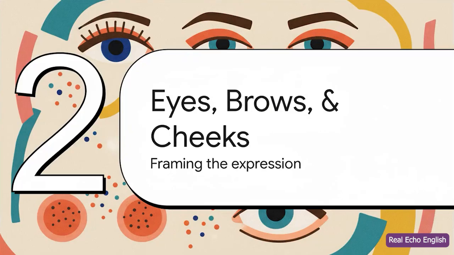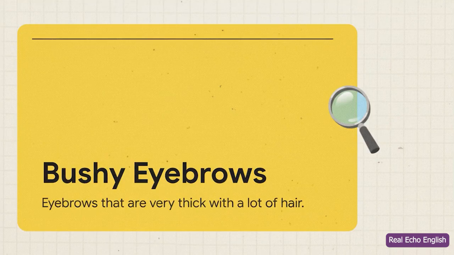Okay, now let's move out from the center of the face to the features that are so important for framing our expressions. We're talking about the eyes, the brows, and the cheeks. I mean, so much of how we communicate without words happens right here, so having the right words is absolutely key. Starting up top with the brows, bushy is just a fantastic word.